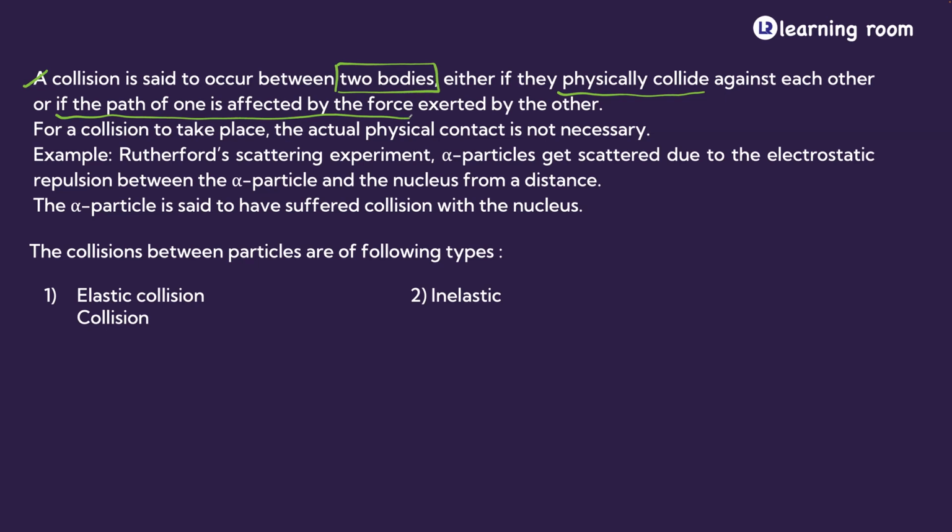Okay. And the best example for that is, so here if you see, for a collision to take place, the actual physical contact is not necessary. And the example for which there is no physical contact, but still there is collision existing, is the Rutherford's scattering experiment. When you study the different atomic models that were proposed, first you had Dalton's atomic model, then came Thomson's atomic model. That was further modified by Rutherford by doing an activity. What was the activity that he performed?